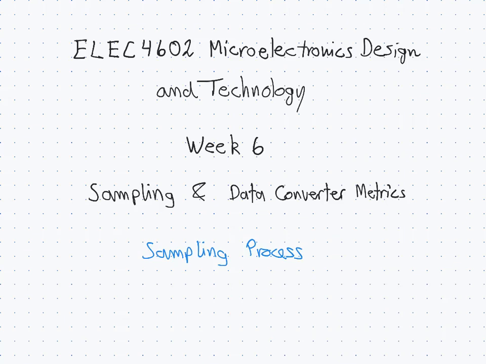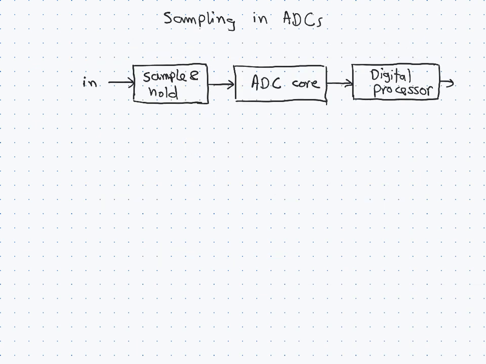Sampling is a process of taking a time snapshot of an analog entity. In analog to digital converters, for instance, a sample and hold circuit is often used to take the continuous time signal at the input and turn that into a discrete time signal at the output that can then be converted to a digital signal at the leisure of the ADC core before it's transformed into the digital signal processor.